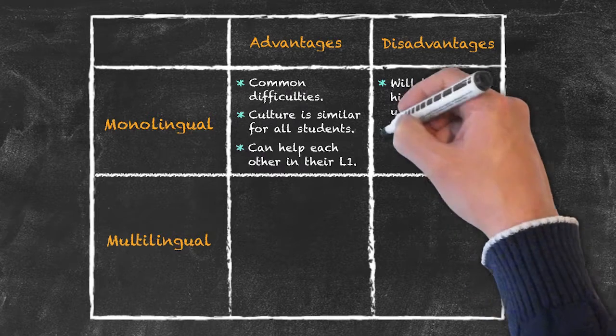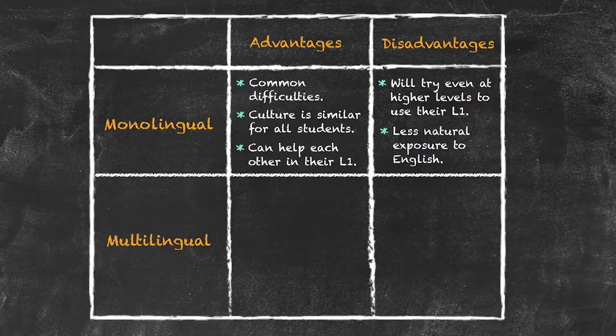Secondly, they will have less natural exposure to L2 as a monolingual class. If you remember, we said an example of a monolingual class was teaching English to Thai students in Thailand. They're going to have less natural exposure to the English language in Thailand than they would in England.